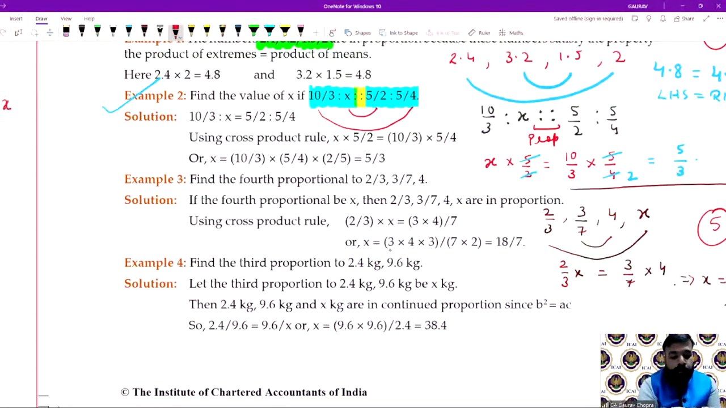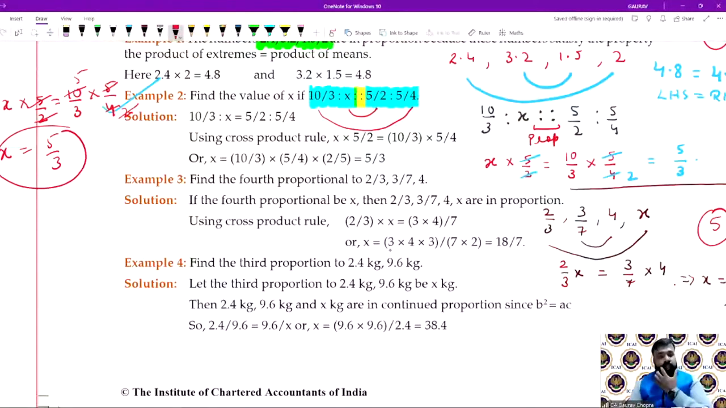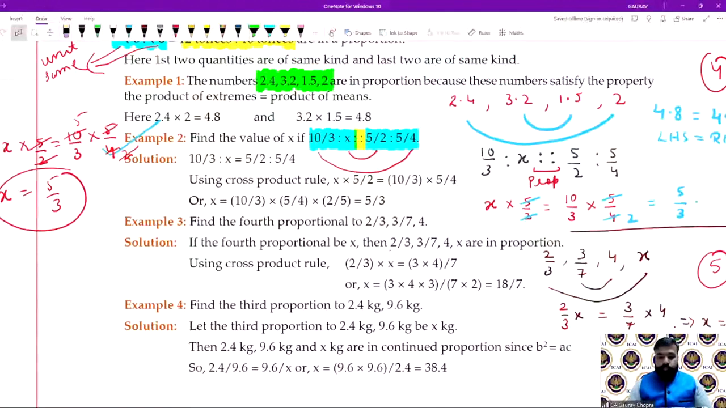So if you multiply x into 5/2, which is equal to 10/3 multiplied by 5/4, after doing this, you can solve and get the value of x. So cancel 5, cancel 2, and again cancel. So we are getting x as 5/3. Okay, Purva. And the same was in example number 1. 4 values are given. So we have to multiply the middle terms and multiply the extreme terms. If both are equal, that means they are in proportion.